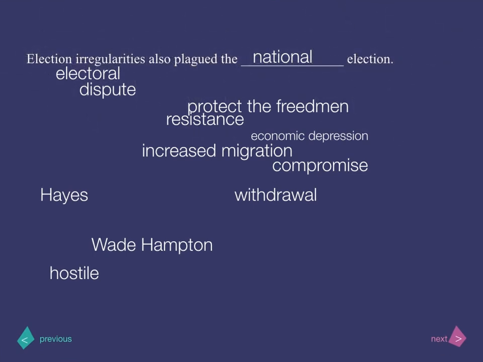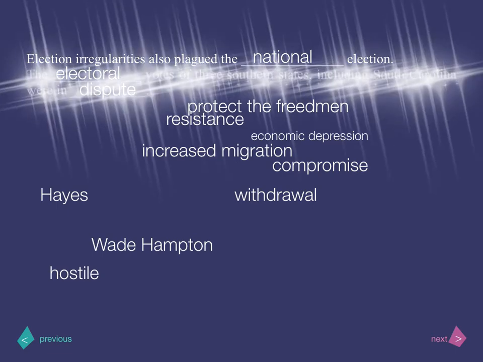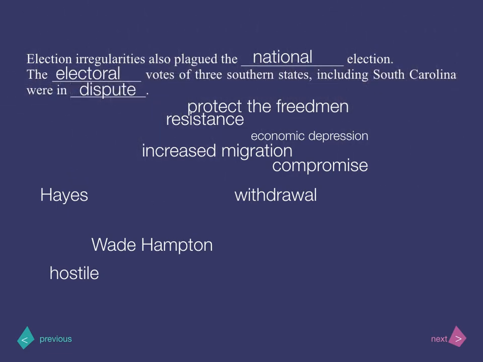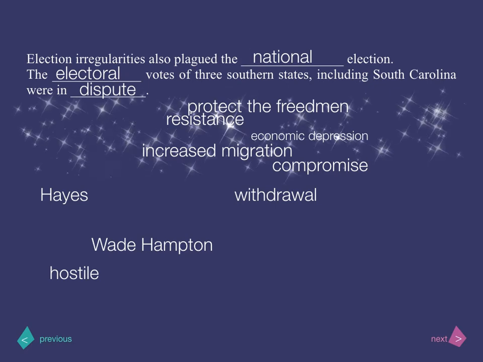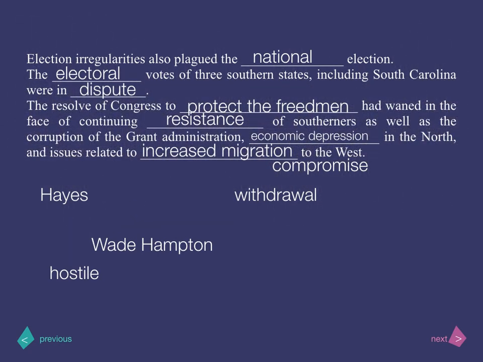Election irregularities also plagued the national election. The electoral votes of 3 southern states, including South Carolina, were in dispute. The resolve of Congress to protect the freedmen had waned in the face of continuing resistance of Southerners as well as the corruption of the Grant administration, economic depression in the North, and issues related to increased migration to the West. So the electoral votes are dealing with the presidential election. That's how we get our president elected. Each state has a certain number of electoral college votes.